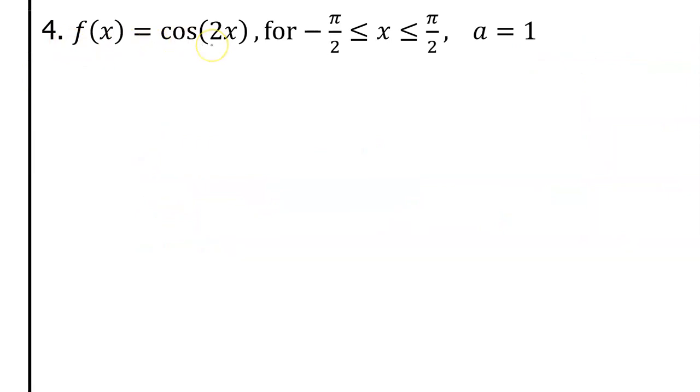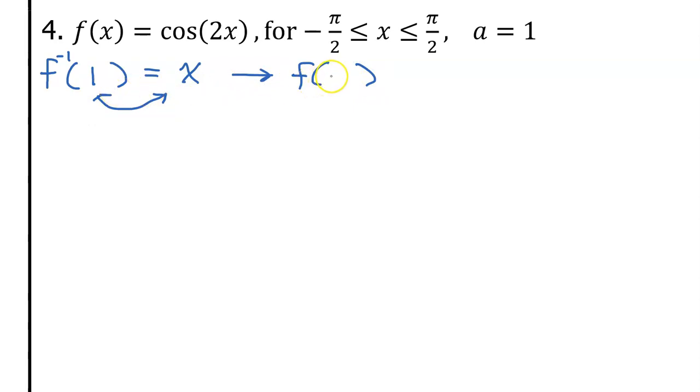Let's do it again with a trig function. Step 1 is to find f inverse at a. This time I'm going to put the actual number. So we need to find f inverse at 1. Okay, I'm going to temporarily put f inverse at 1 equals x until I rewrite this using the original function. So for the original function f of x, I can just sort of swap these around. So that would give me f of x is equal to 1.